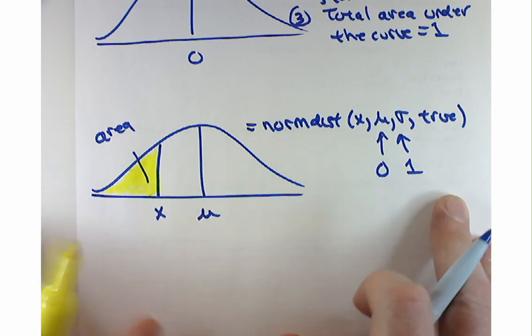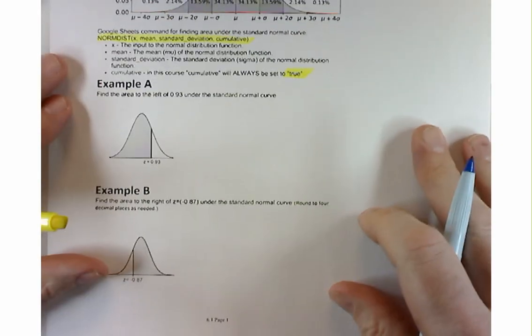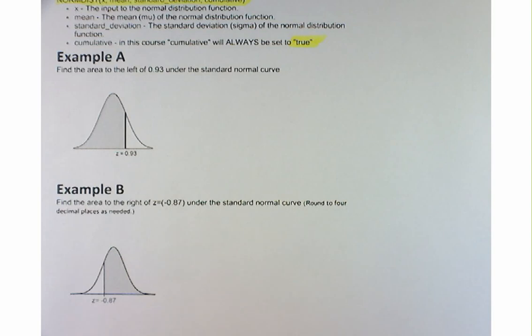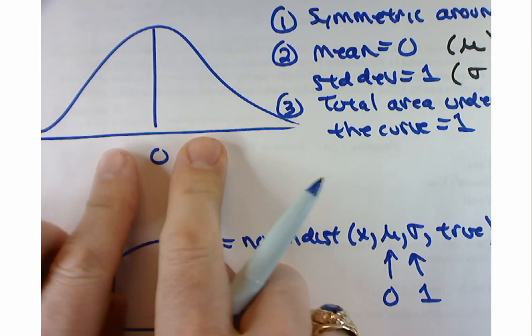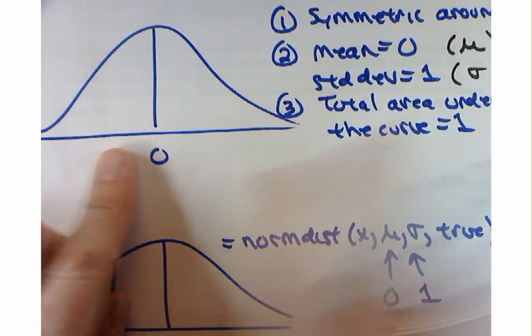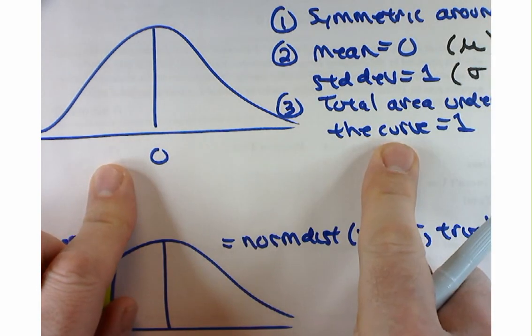All right, so let's put that together and try our first example. We want to find the area to the left of 0.93 under the standard normal curve. You know what, there's one more thing that I want to point out about the normal curve before I move on. Let's use two things together. First of all, that the curve is symmetric around 0, and secondly, the total area is 1.